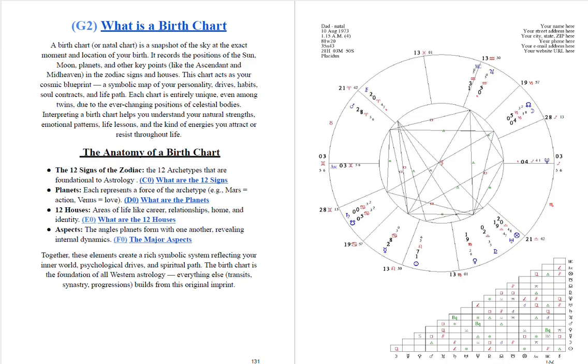Together, these elements create a rich symbolic system reflecting your inner world, psychological drive, and spiritual path. The birth chart is the foundation of all Western astrology. Everything else, transits, synastry, and progressions, build from this original blueprint.